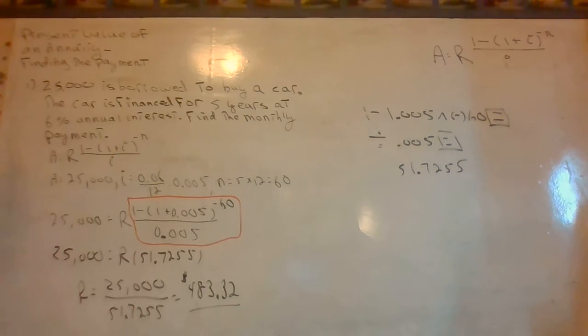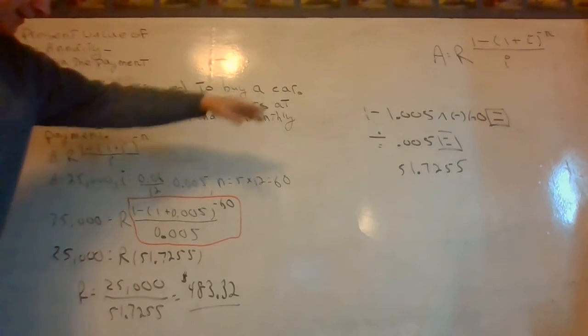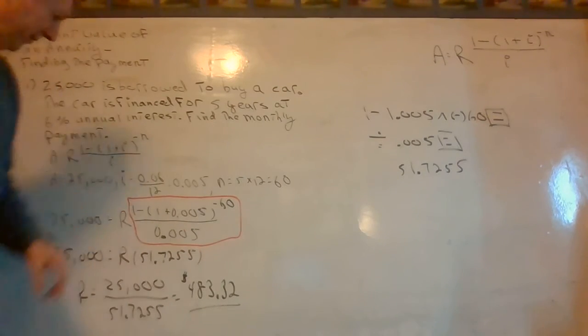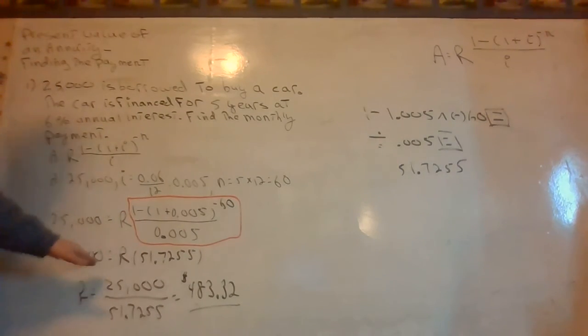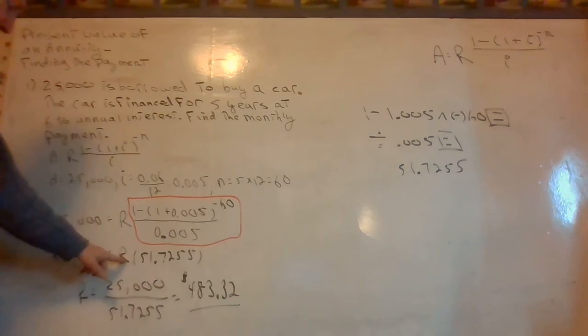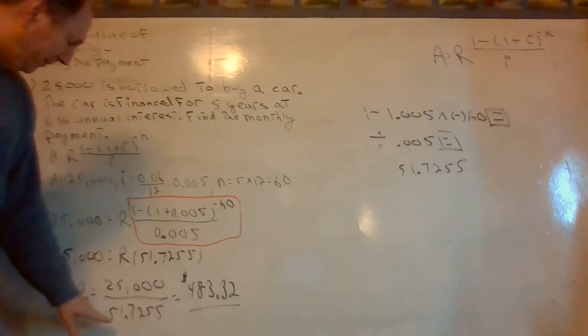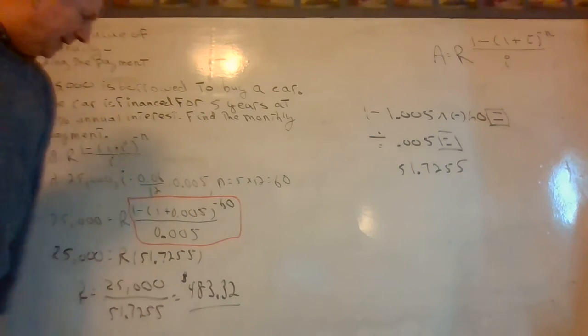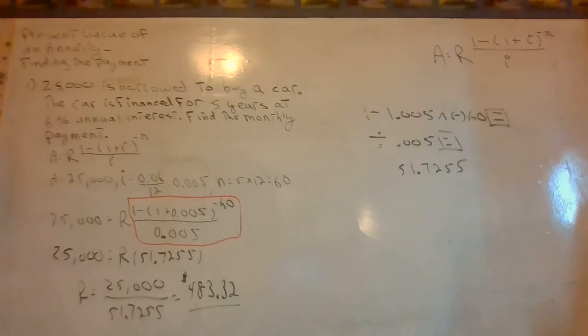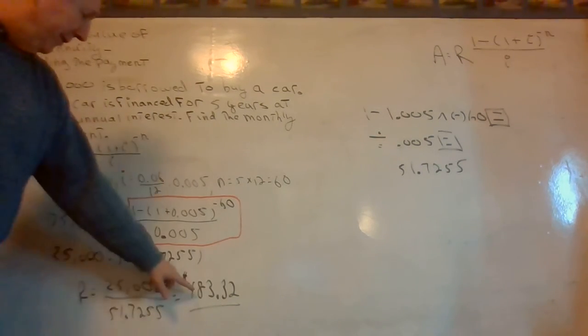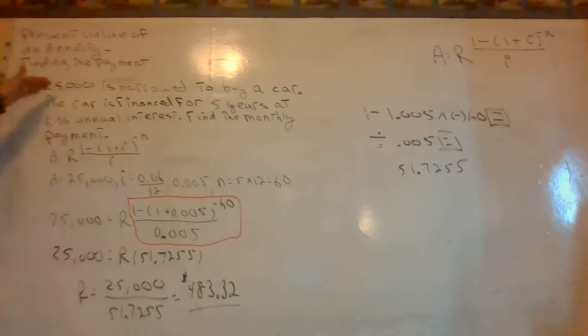So substitute, so we evaluate, get the answer, replace it with this. And then you can divide both sides by this number if you want to do the algebra, or just memorize R is equal to that divided by that. And 25 grand divided by that gives you $483.32. That's what your monthly payment would be for a car in this situation. So if you can't afford that, what do you do? Get a better credit rating, lower that, or lower how much you're going to borrow.